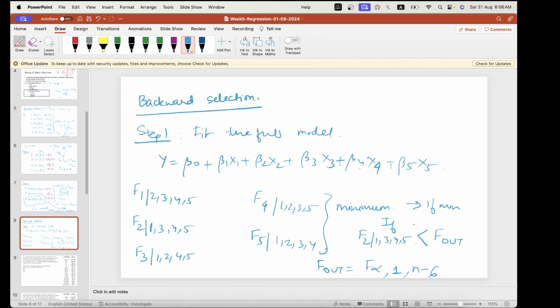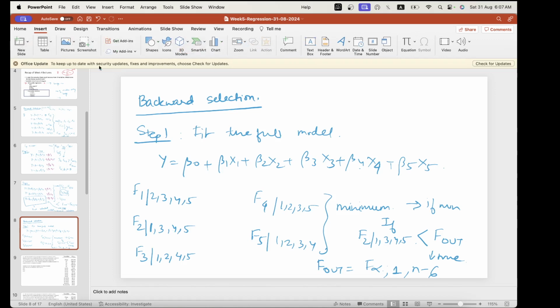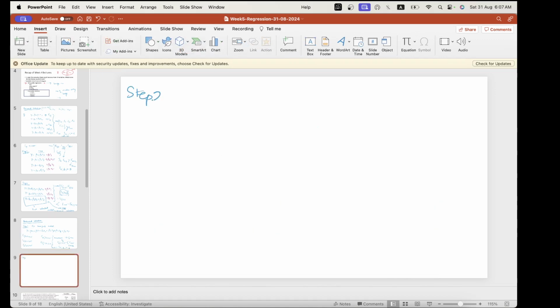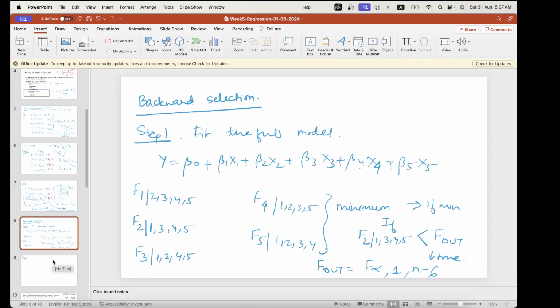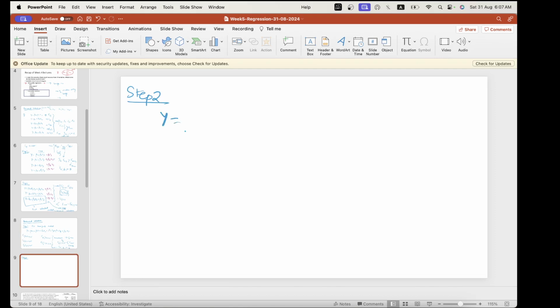Okay. So if the minimum of these is less than this thing, it means that this is the least significant one. So we can maybe do away with it. So let's say this condition holds and this is true. Then what do we do? We discard x2 from the model. So then what do we have in our second step? In step 2, we'll have a model y equal to beta naught plus beta 1 x1, x2 is gone, then beta 3 x3 plus beta 4 x4 plus beta 5 x5 plus epsilon.